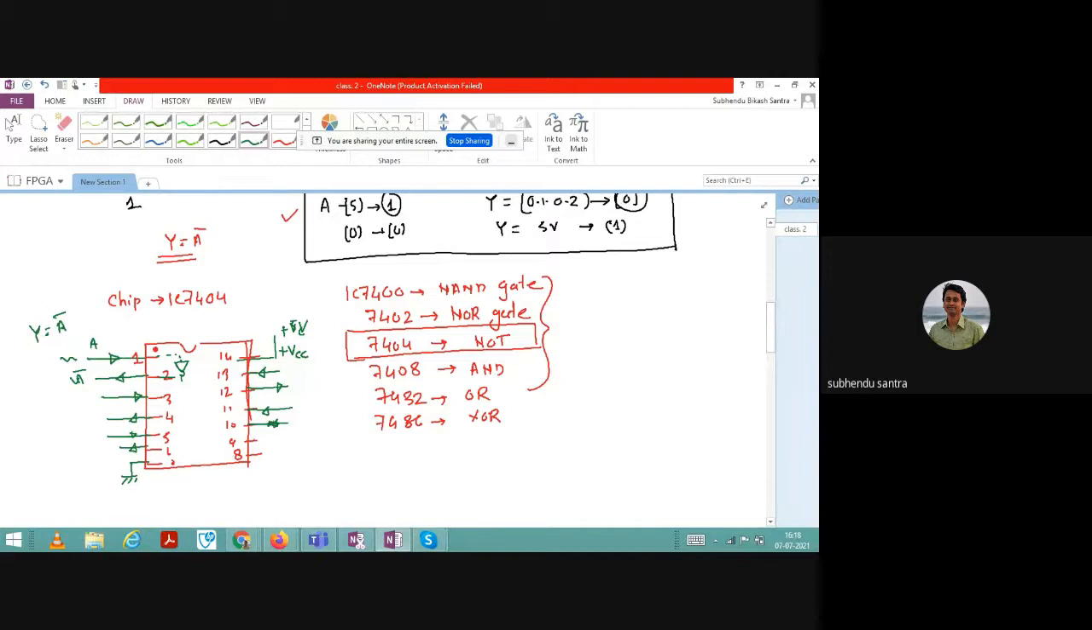Sorry, this direction will be different. This is input and this is the output. So how many channels? This is your first channel, channel number 1. This is your channel 2, channel 3, channel 4, channel 5, and channel 6. So basically 6 channels are there. That means if you use this chip, you can have 6 NOT gates. This is your 1, this is your 2, this is the third. Like that, 6 channels means 6 NOT gates.